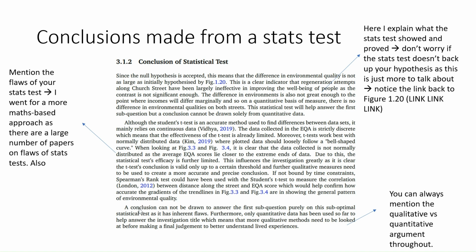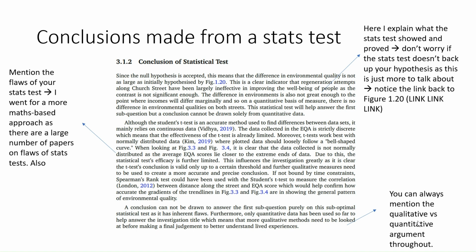I talked about why a conclusion cannot be drawn to answer the first sub question purely on the stats test. Because the stats test was flawed, I can't make a conclusion based on this alone. So that's why I need more qualitative approaches. You can always mention the qualitative and quantitative argument throughout.